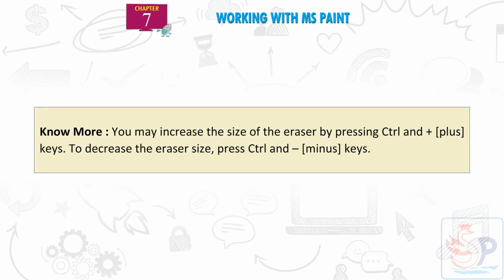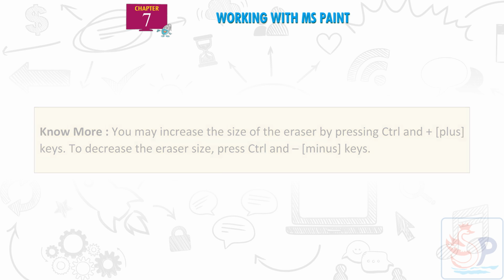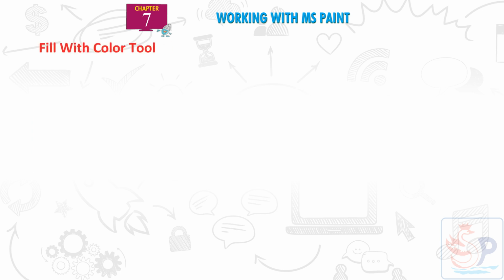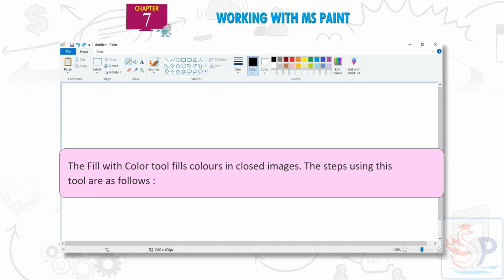Note: you may increase the size of the eraser by pressing Ctrl and plus keys. To decrease the eraser size, press Ctrl and minus keys. Fill with color tool. The Fill with color tool fills colors in closed images. The steps using this tool are as follows.